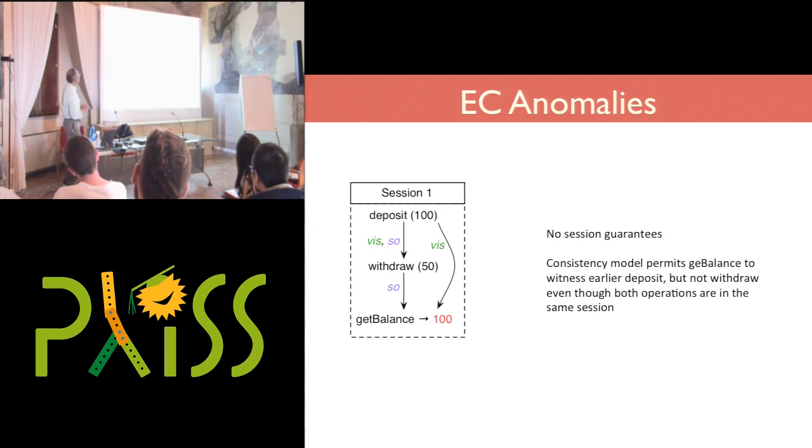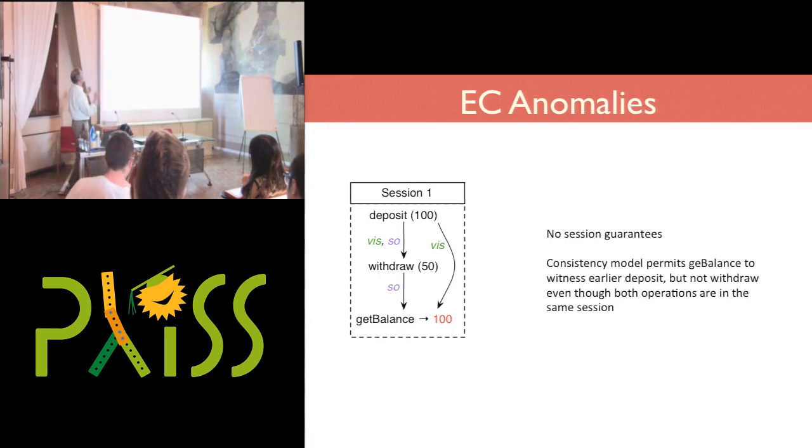Here's the third example. I just have one client now that does a deposit and a withdraw. So the withdraw and the deposit see each other; they happen to go to the same replica. The deposit of 100 and the withdrawal of 50 happen on the same replica, and the withdrawal says everything is OK. But the get balance, unfortunately, doesn't go to that same replica. It goes to another replica that only witnesses the deposit, but not the intervening withdrawal. So it's going to tell me a balance which is, in fact, inconsistent with reality.